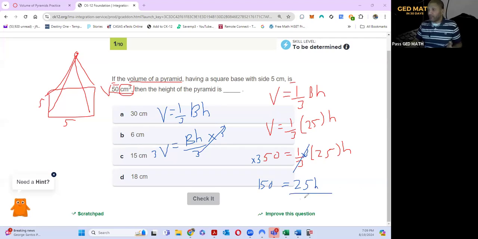Okay. To get H by itself, we divide by 25. So you should know 25 times 4 is 100. 25 times 6 is 150. So H is equal to 6.